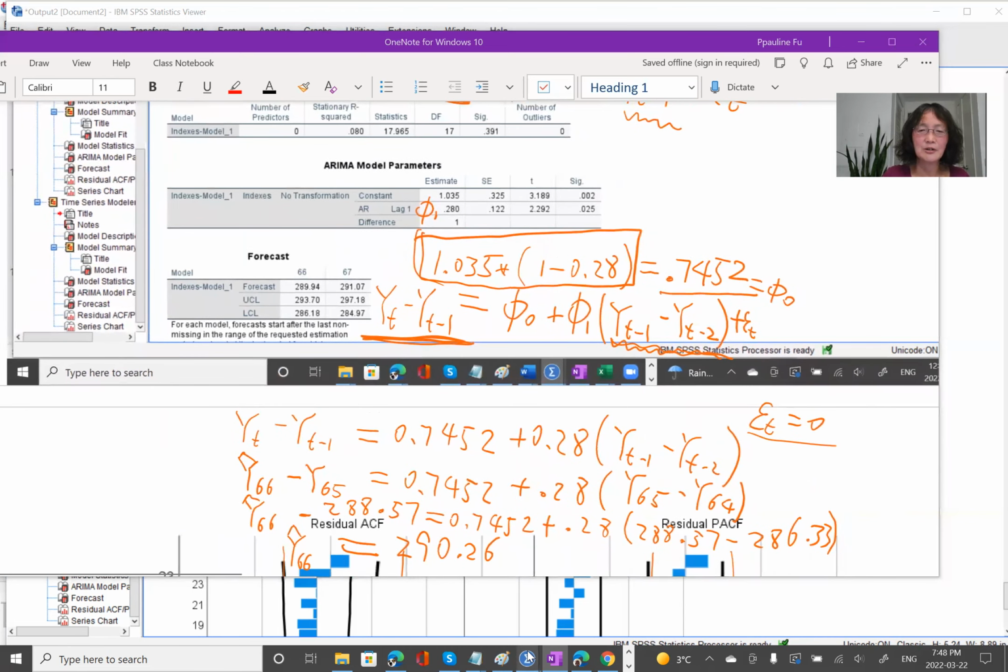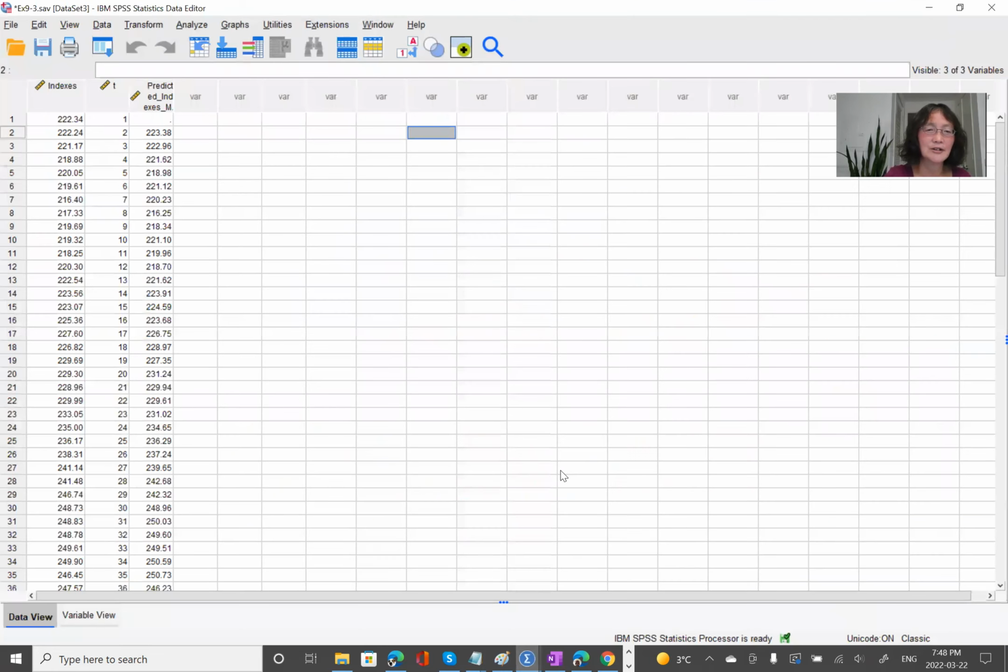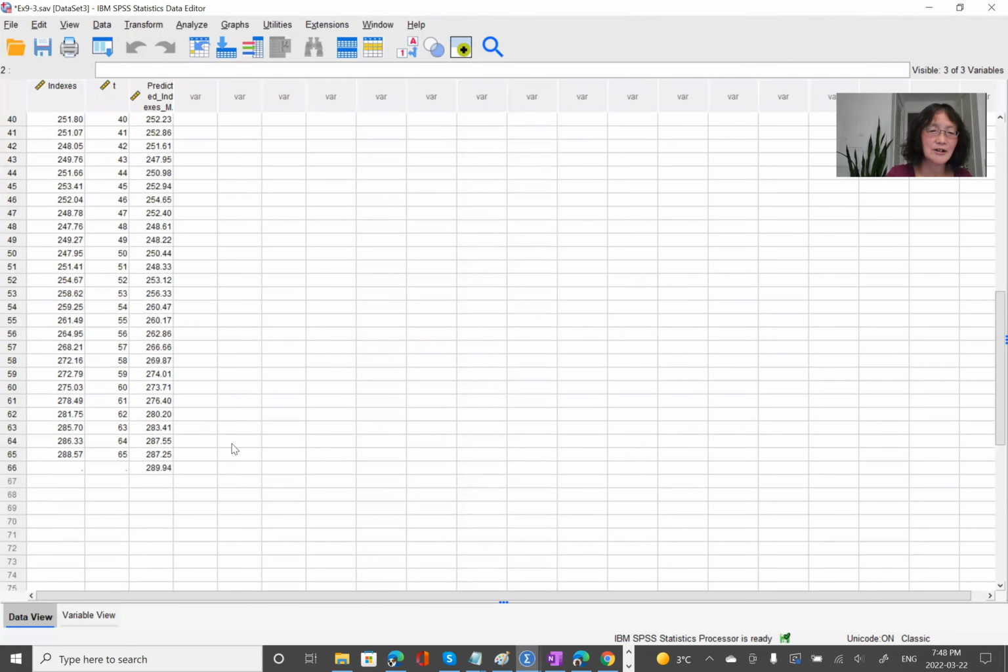And the computer also produced the forecast for us. If you scroll down, this is the forecast from SPSS. Okay, 289. My result got 290, maybe because of the rounding problem. You can double check my calculation. I didn't double check. Anyway, there's just a few decimal places difference. Any questions?